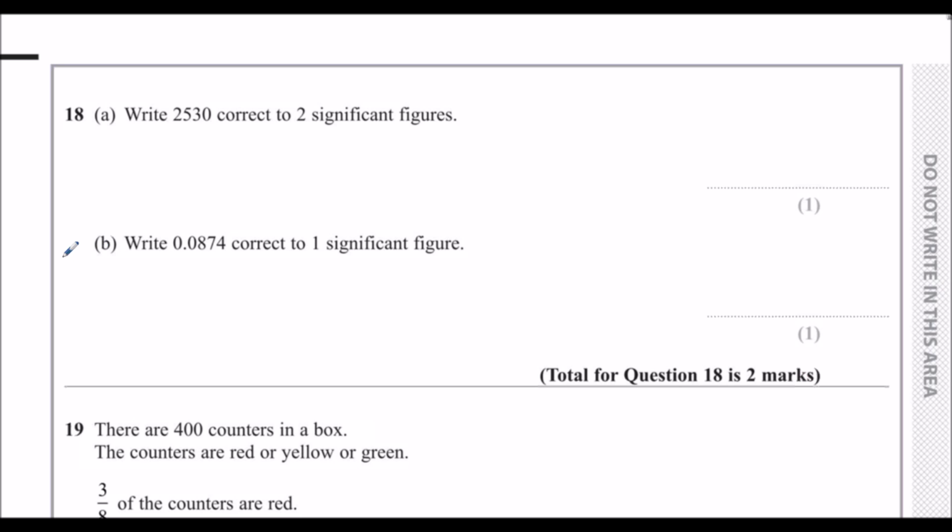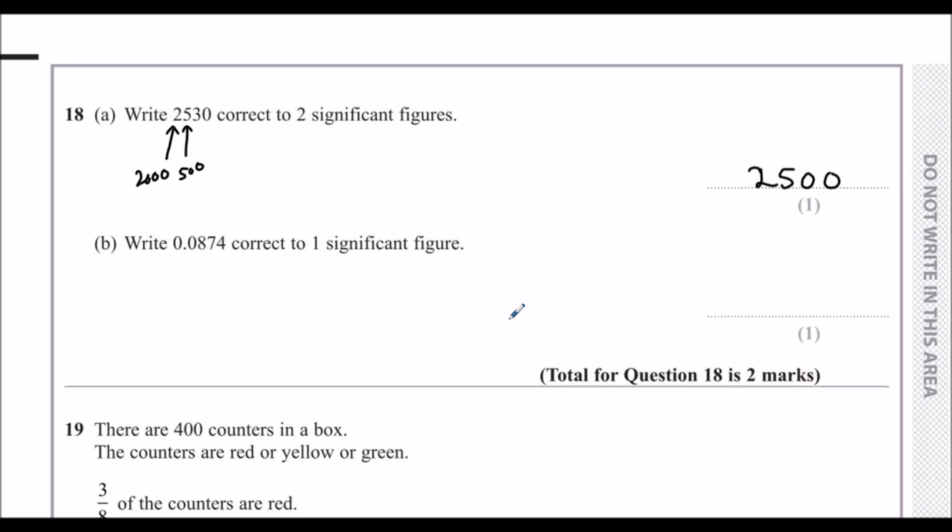Question 18. Part A, write 2,530 correct to 2 significant figures. So we want 1, 2 numbers. The next one's a 3, so it's not going to round up. So it's going to be 2,500. We put zeros in place of the digits after our 2 significant figures, so they keep their place value. This is 2,000. This one is 500. So it's 2,500.